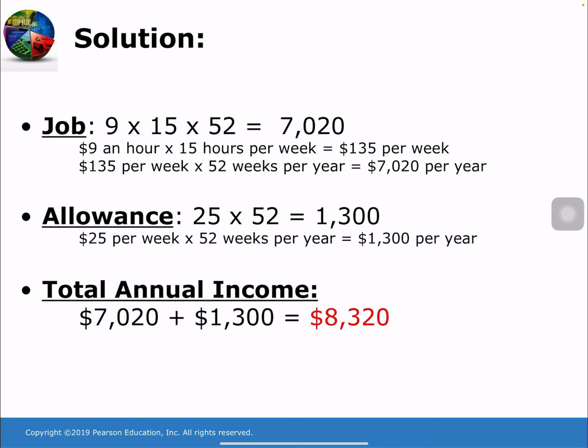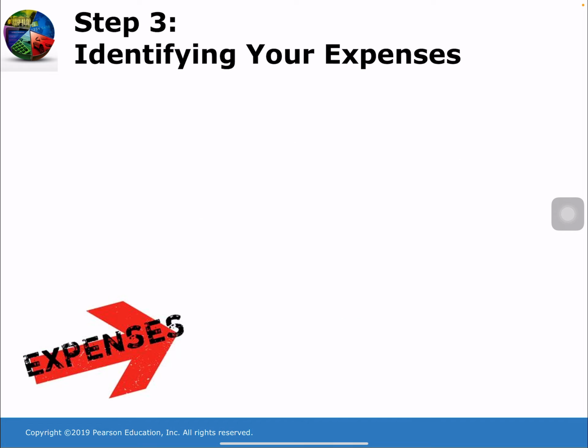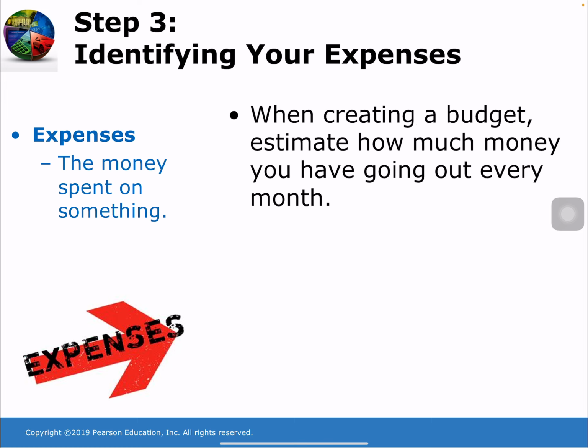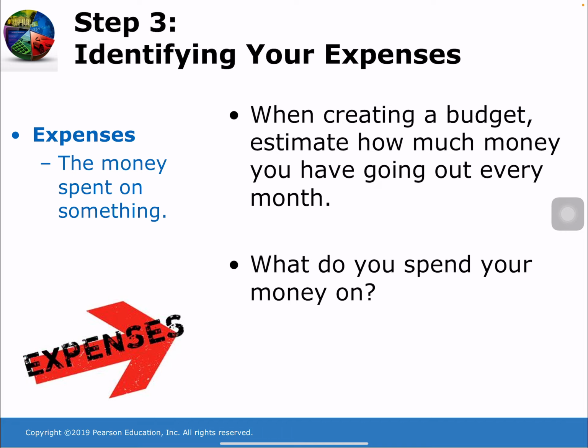So that was step 2 of planning for your budget and taxes. Okay, step 3 then of this same component, a plan for your budgeting and taxes, is identifying your expenses. We've identified our income, now we have to take a look at our expenses. Expenses are the money you spend on something, and that's pretty broad here. When creating a budget, estimate how much money you have going out every month. What do you spend your money on?